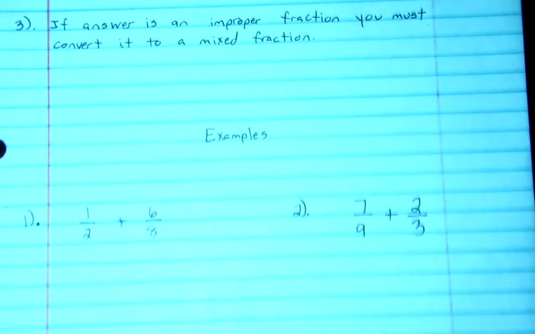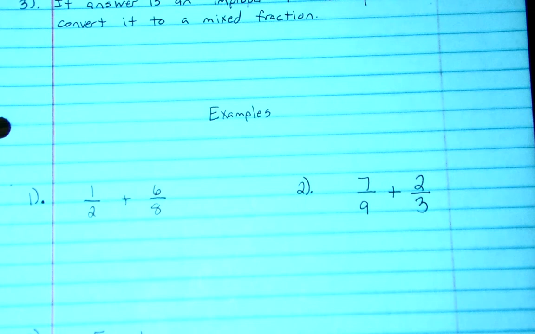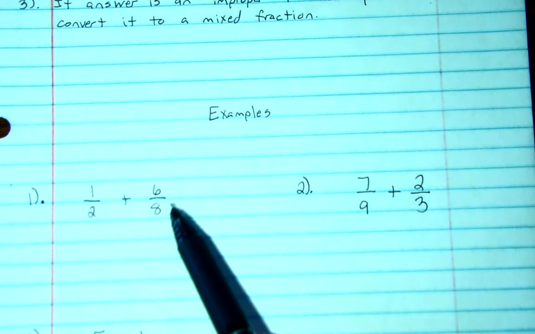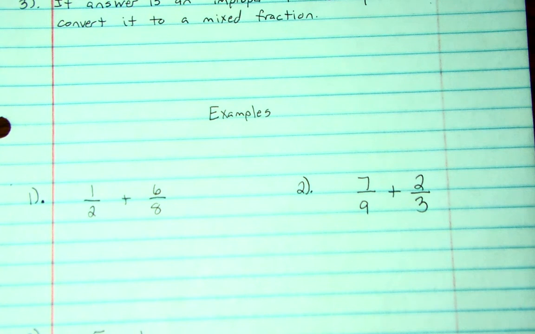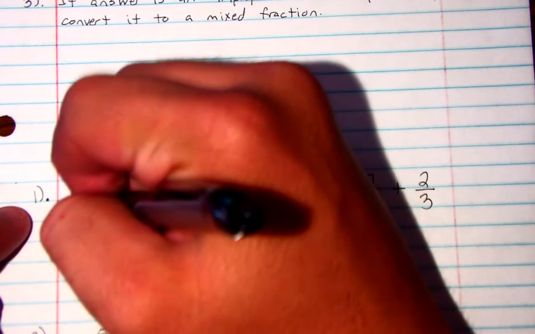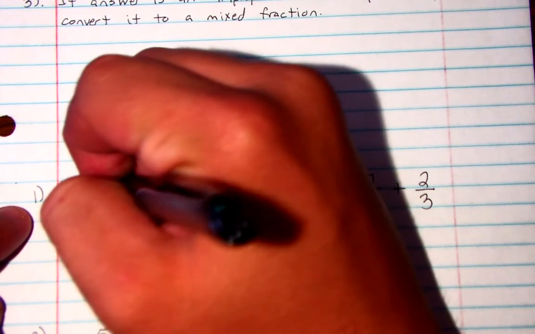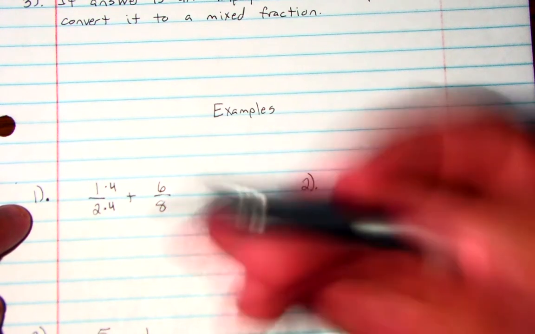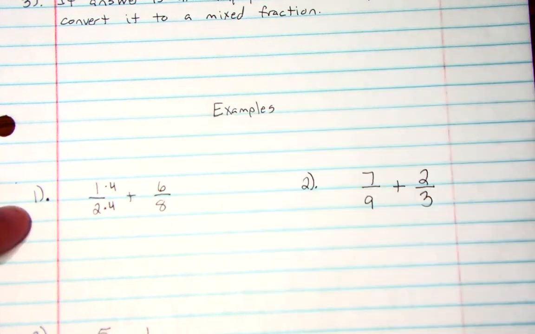The first example we have is 1/2 plus 6/8. Notice the denominators are not the same, so I cannot add them. But what numbers does both 2 and 8 go into evenly? Well, they both go into 8 evenly. 2 can go into 8 4 times, so multiply it by 4. And 8 can go into 8 one time, so you have to multiply that by 1, but you don't really have to because you'll get the same answer.